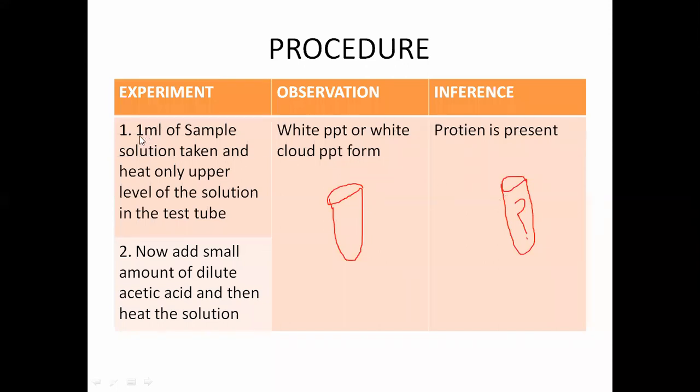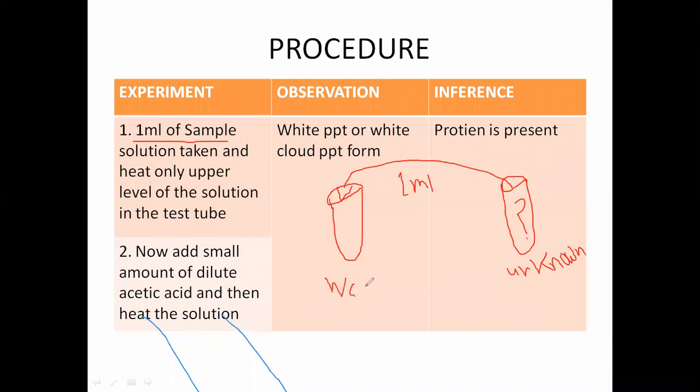So first you take 1 ml of the sample. First you guys will add 1 ml here, 1 ml of your unknown solution. It is an unknown, or a urine solution. In your exam we will give you an unknown solution. First you will take 1 ml of the unknown solution into your working test tube.